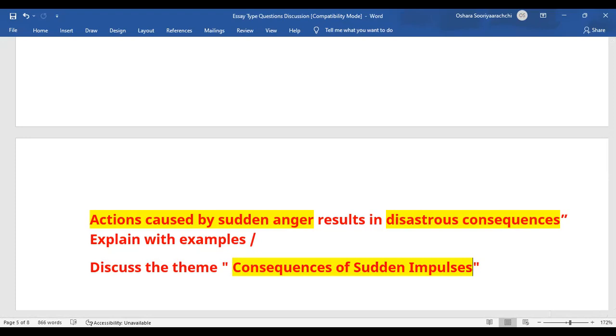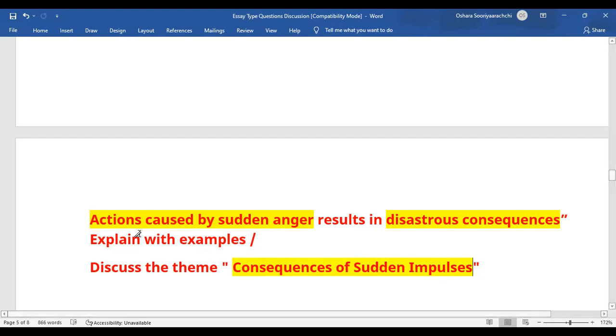Most of the times you may not get direct questions like discuss the theme. However, the same question appears in the first question. Both questions are the same in the sense that you have to write similar facts. But you have to make sure that when you're answering, the facts address the question with the keywords of the question, like actions caused by sudden anger.